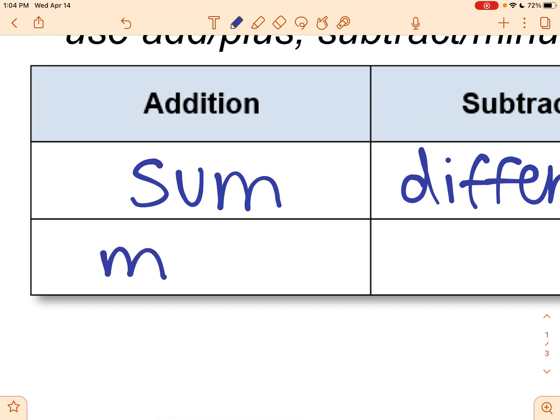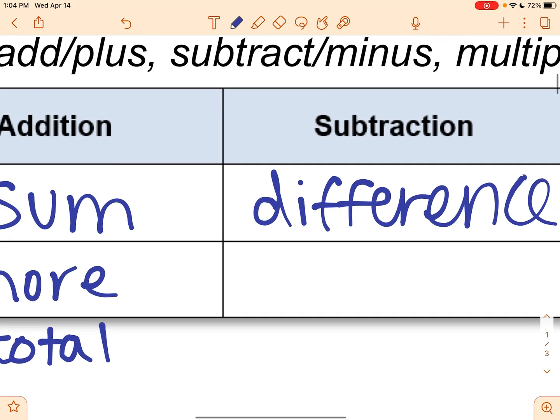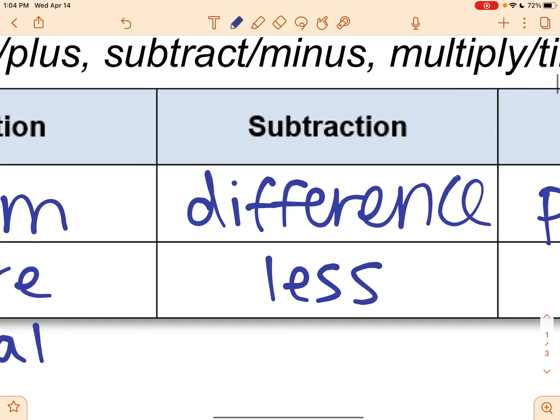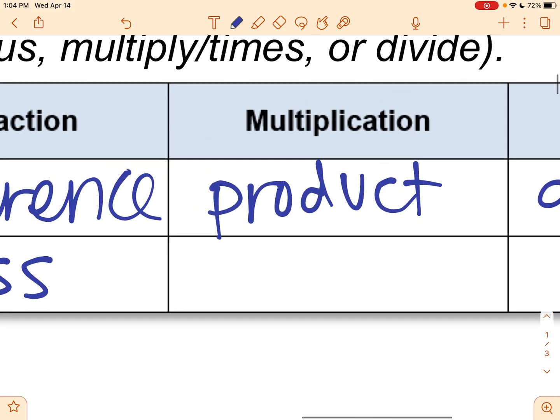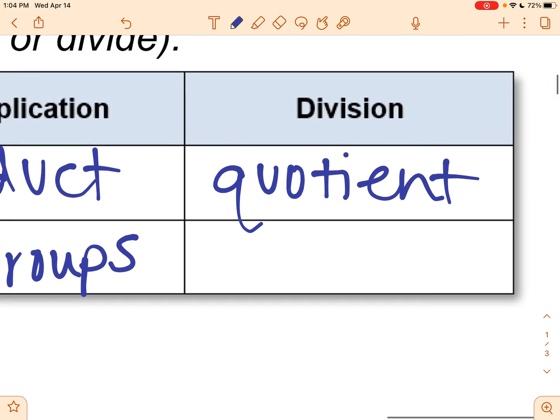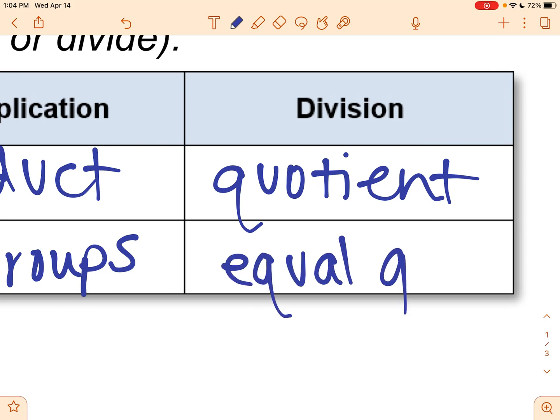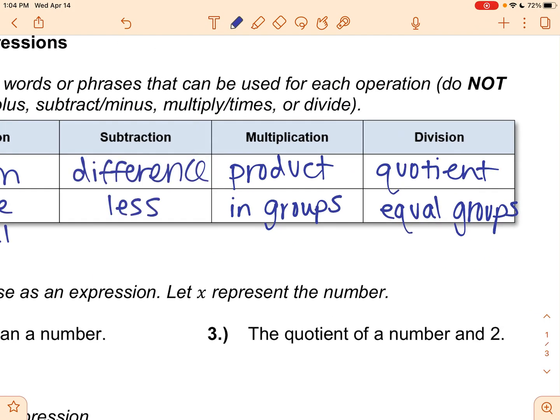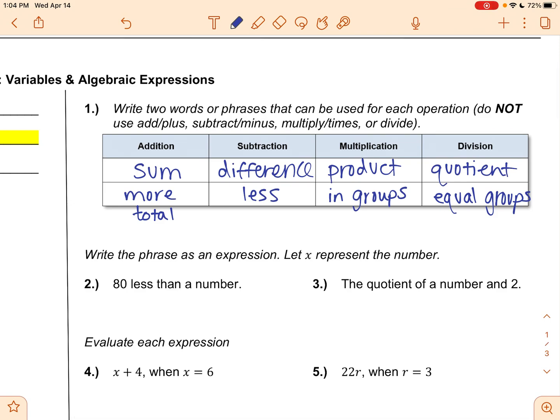Addition means like more, or total would work, or in all. There's so many. Subtraction, less. Okay, multiplication, you'll probably see like in groups of. And then for division, you might see words like equal groups. You're dividing into equal groups. Okay, so those are just a few words that you could use. There are so many, so make sure that if you have other ideas, you use those as well.